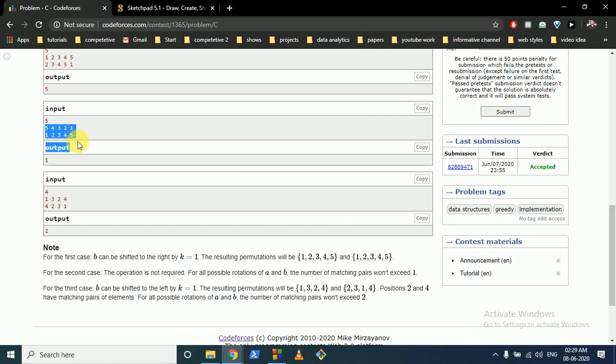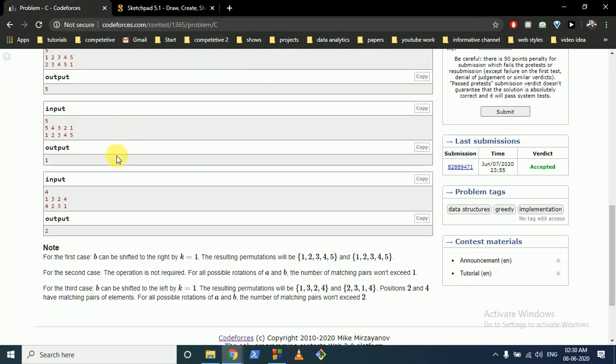But in this one, as you can see, you can permute, and in every case there will be only one matching. In this one, if you do the permutation, you can find out that there can be a maximum of two. So I have taken out the first example.